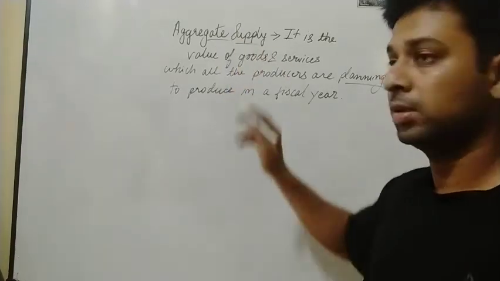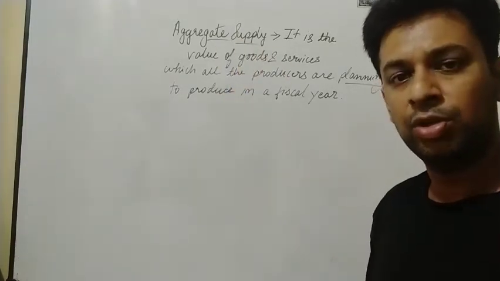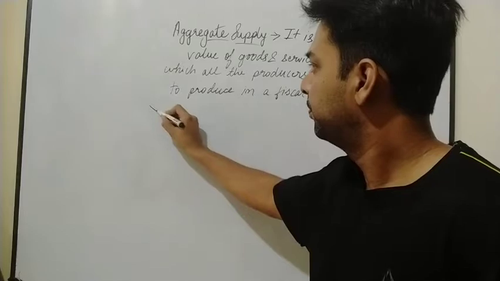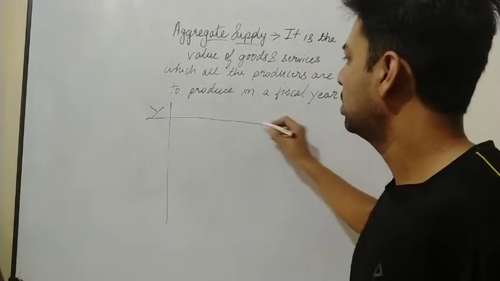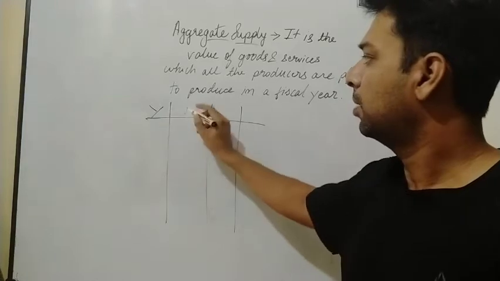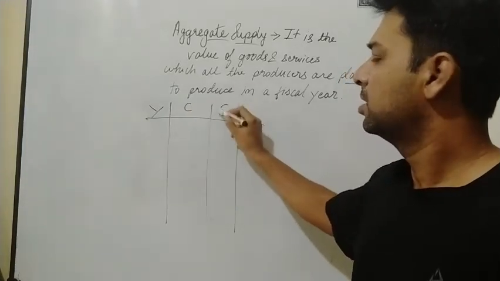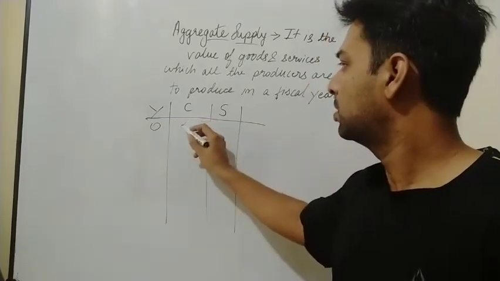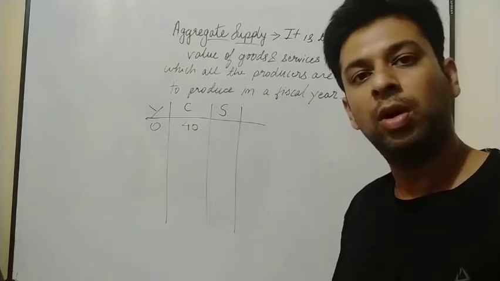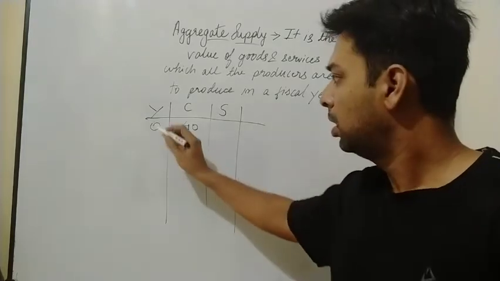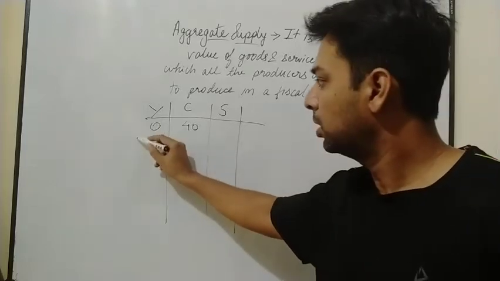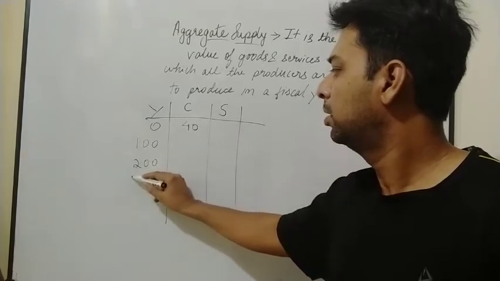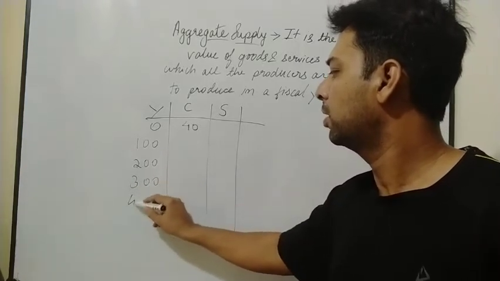Now after this, the schedule of aggregate supply. The schedule will be similar to the one we were using in aggregate demand. So how was it? Y is income. Then we'll take consumption, then saving. At zero level of income, I told you there will be some consumption in the economy. It will be called autonomous consumption. I hope you remember. Now I'm going to increase the income every time by 100: 100, 200, 300 and 400.